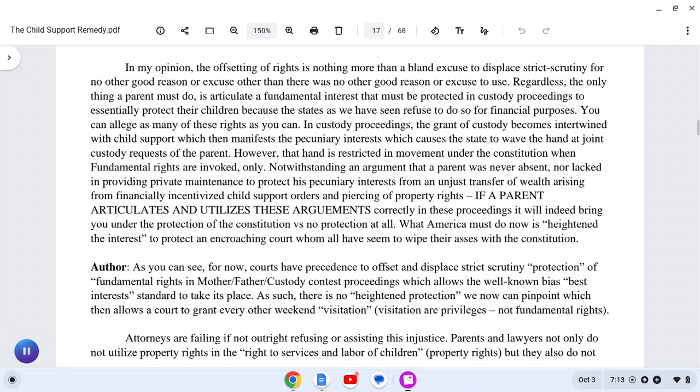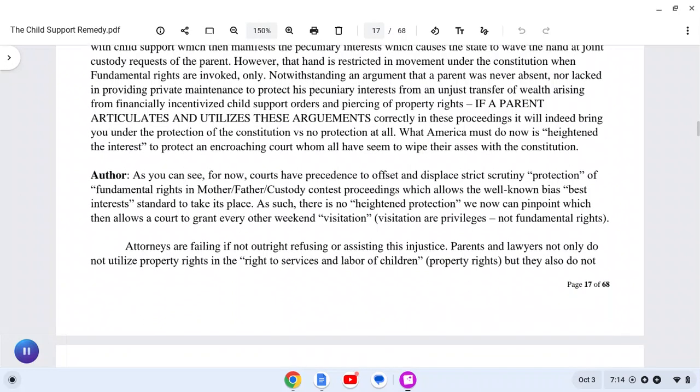You can allege as many of these rights as you can. In custody proceedings, the grant of custody becomes intertwined with child support, which then manifests the pecuniary interest. Pecuniary means financial interest, something dealing with money, which causes the state to wave the hand at joint custody requests of the parent. However, that hand is restricted in movement under the Constitution when fundamental rights are invoked, notwithstanding an argument that a parent was never absent nor lacked in providing maintenance, to protect his pecuniary interests from an unjust transfer of wealth arising from financially incentivized child support orders and piercing of property rights. If a parent articulates and utilizes these arguments correctly in these proceedings, it will indeed bring you under the protection of the Constitution versus no protection at all.